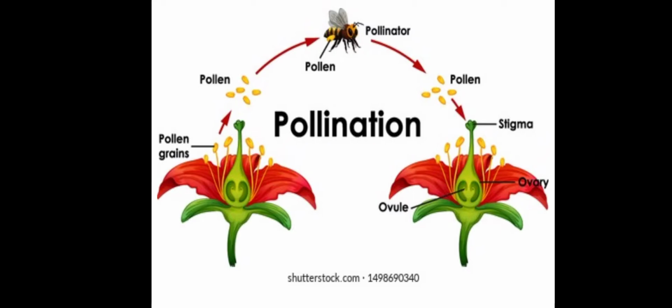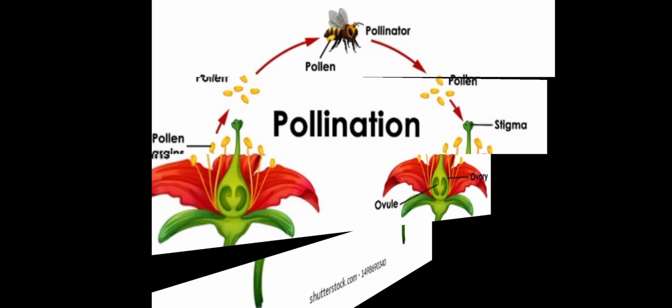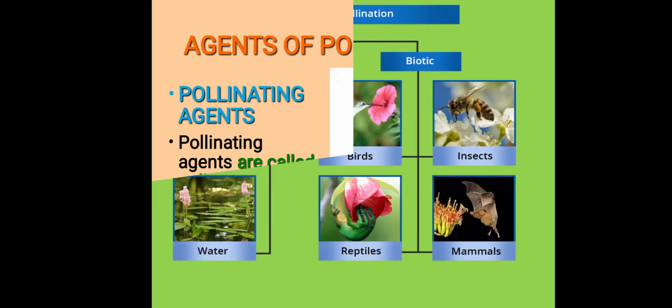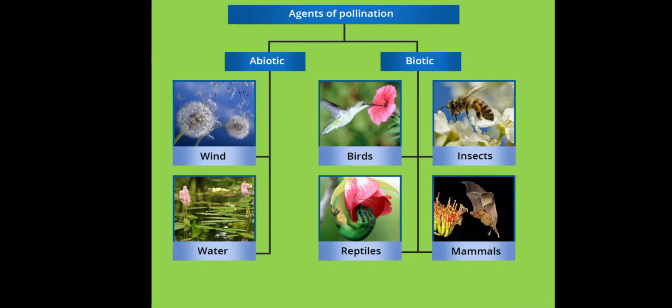Good morning, class. In the previous lesson, we were doing pollination and we were learning about agents of pollination. Pollinating agents are called pollinators, and pollinators can be abiotic, that is non living, or biotic, that is living. Abiotic examples would be wind and water. Biotic examples would be birds, insects, reptiles, and mammals.